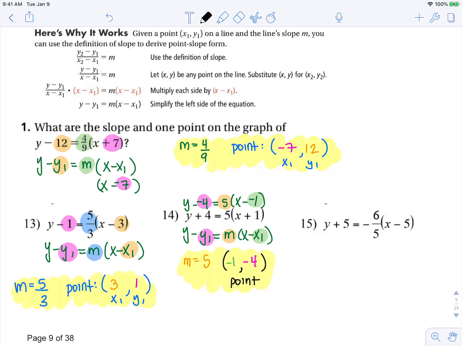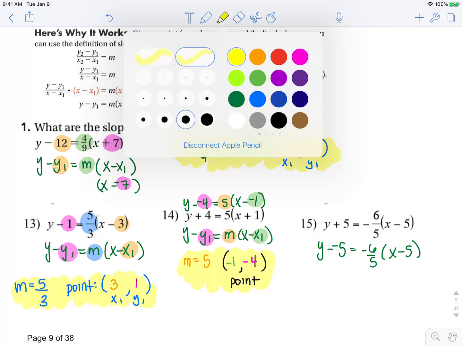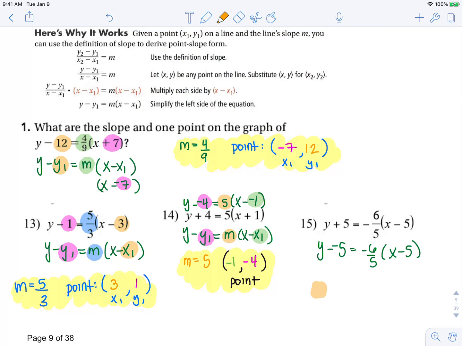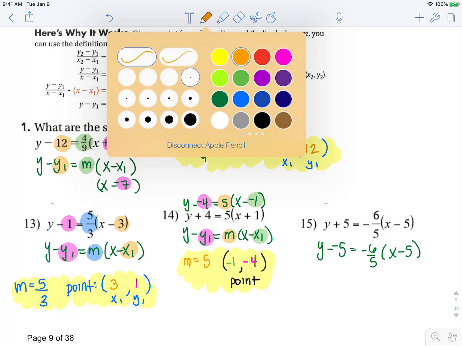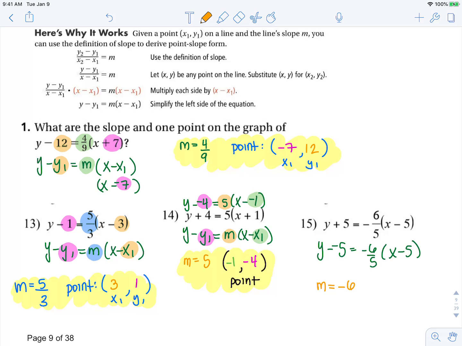Last, number 15. This is the same as y minus -5 equals -6/5 times x minus 5. So just from looking at this, I see that my slope is -6/5, and my point, which is x1, y1, is going to be +5 for x and -5 for y.